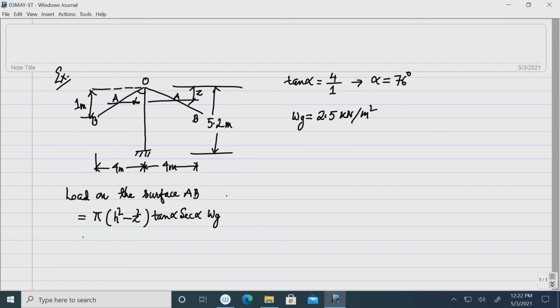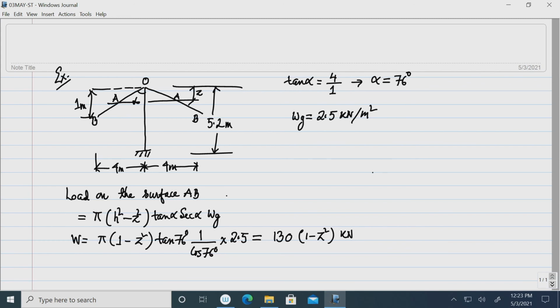So, after substituting h as 1, we get total W as pi into 1 minus z square, and substituting all the values of these quantities, that tan alpha is tan 76 degree, sec alpha is 1 by cos 76 degree and Wg is 2.5. So, after simplification we get W is 130 into 1 minus z square kilonewton. The unit is kilonewton. Now, this is used.